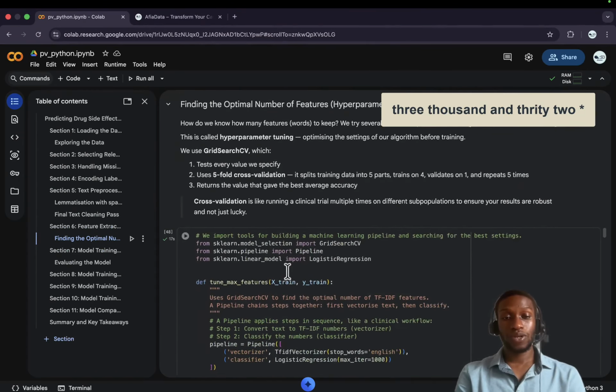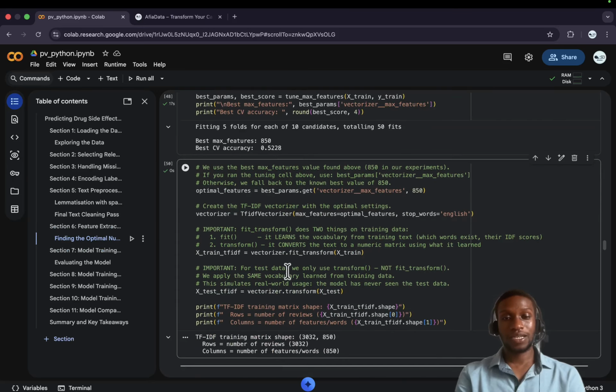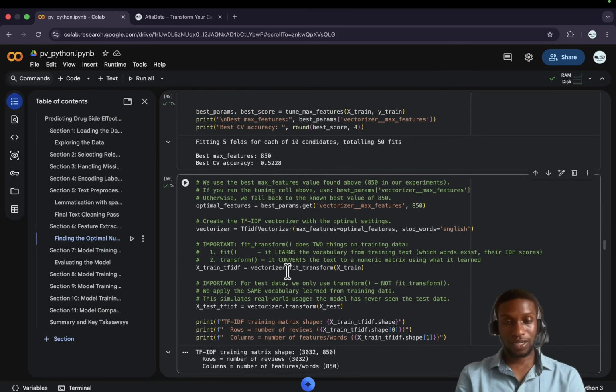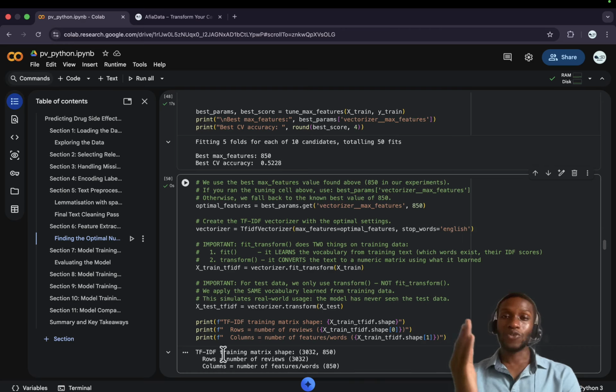The important thing here is to understand that TF-IDF happened. By doing TF-IDF, which is the process that I explained that helps us turn this text data into numeric data, we are able to get 850 features. So we will use those 850 features to now train our model. I don't know if that makes sense.